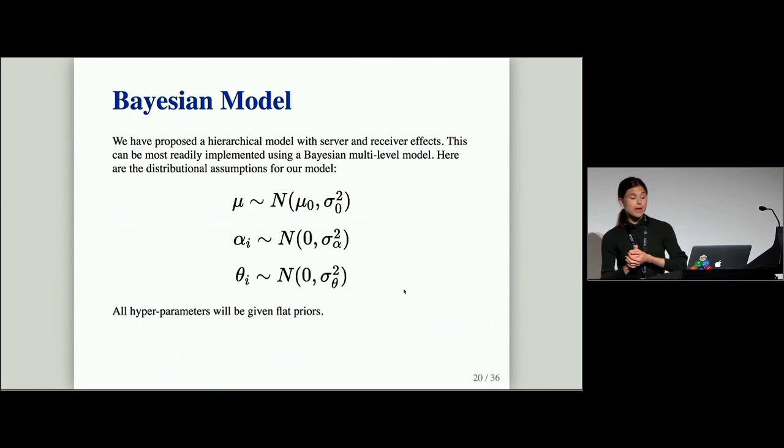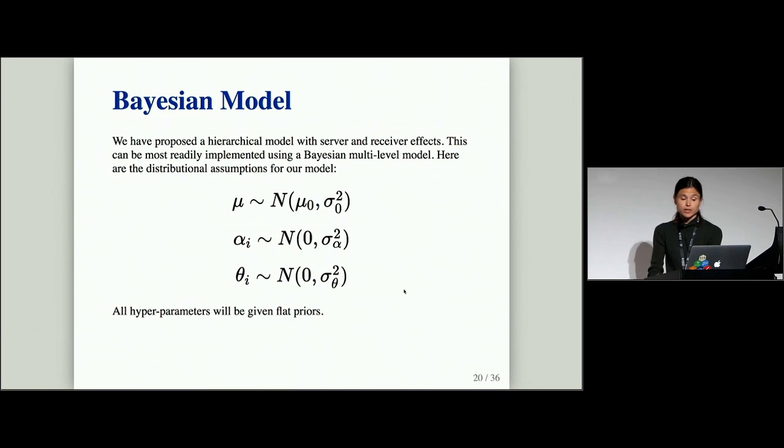So in this example, I'm going to actually do a Bayesian implementation. The main components, right, we have our player parameters that are just a constant. So this represents just what's the average free point percentage for a typical player. And then the alpha i's are the server abilities, and the thetas are going to correspond to our receiver abilities.